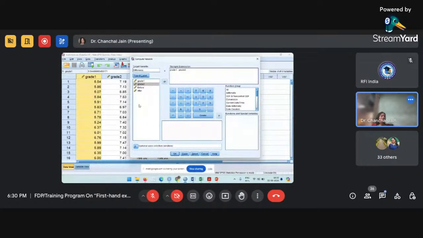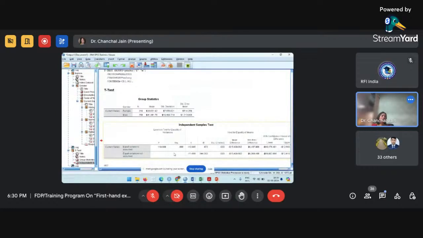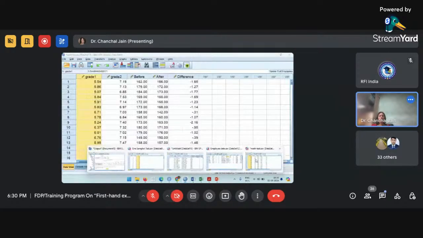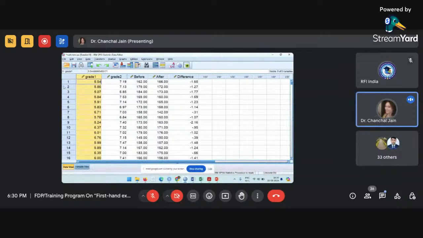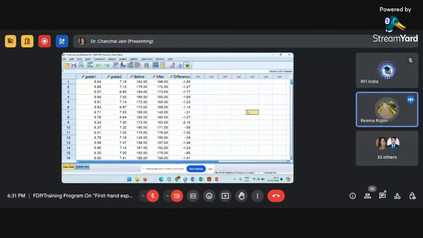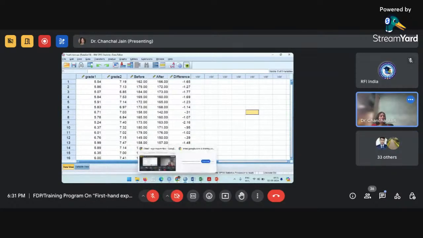Is it fine? Yes ma'am. Now you can click on the OK button. Once you click on OK, you will get the message that compute difference is performed. Come down to the main data file. In that you can see at the end the new column is added with the name difference. I hope everyone has found it. Yes ma'am. Fine.